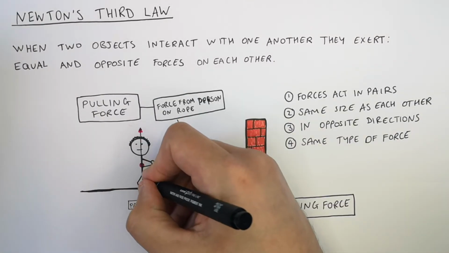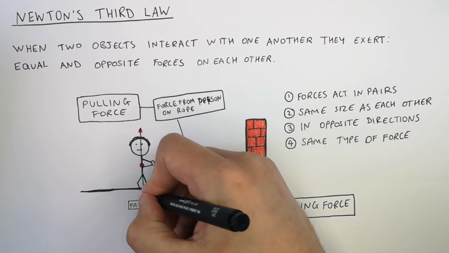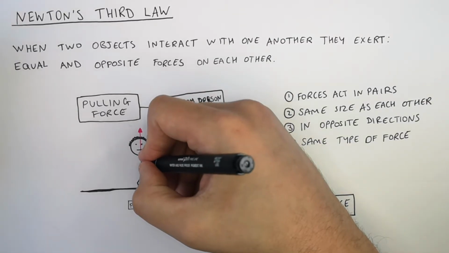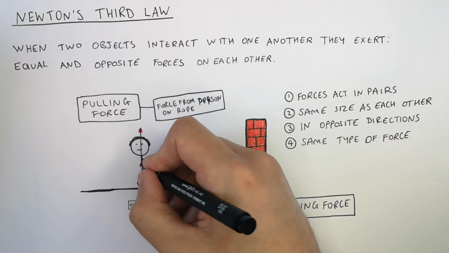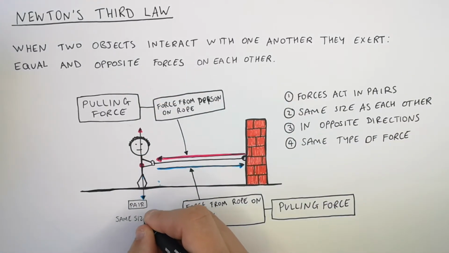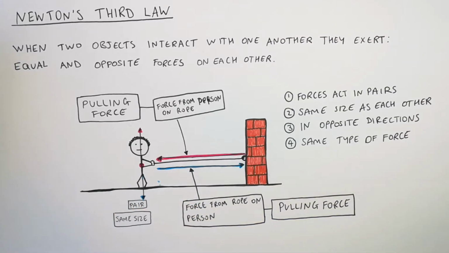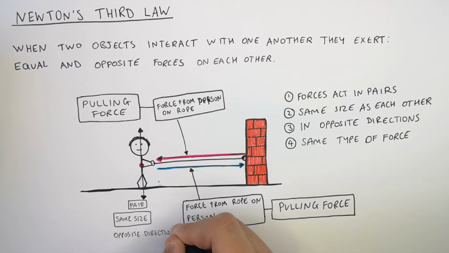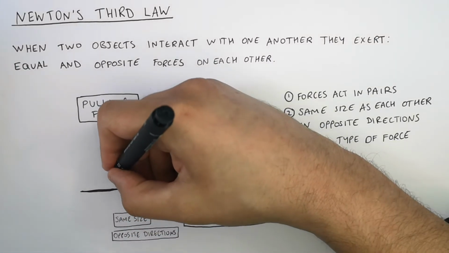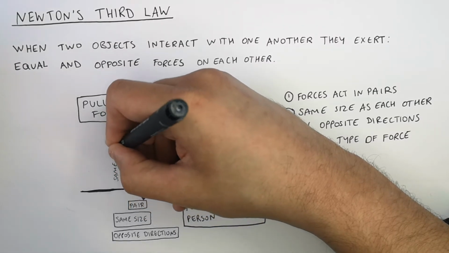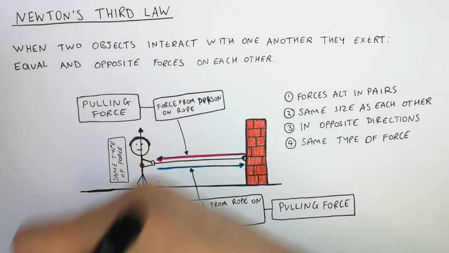As the man's weight applies a downwards force and pushes against the ground, you've got a normal contact force acting on the person from the ground. The ground pushes back on him with an equal force. And these forces are acting in opposite directions to one another. And these forces are the same type of force.